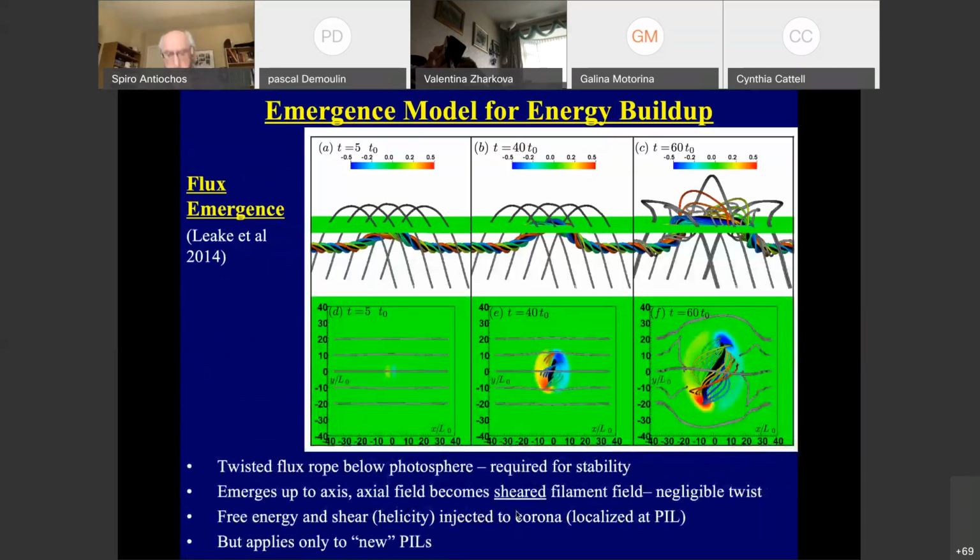Okay, so let's discuss how these models work. Let's first of all talk about emergence for the filament channel buildup. Emergence is straightforward. Suppose you start from below the surface. These are calculations by James Leake. Suppose below the surface you have a twisted flux rope, and you need to have a twisted flux rope below the surface in order to keep the field together. Otherwise, the field will just fly apart in the convective region.